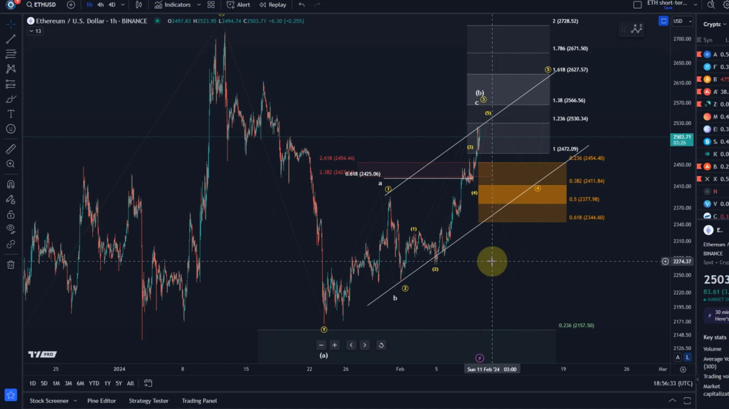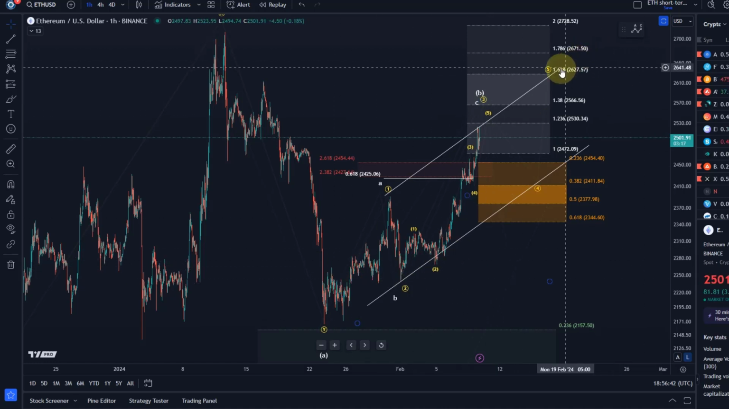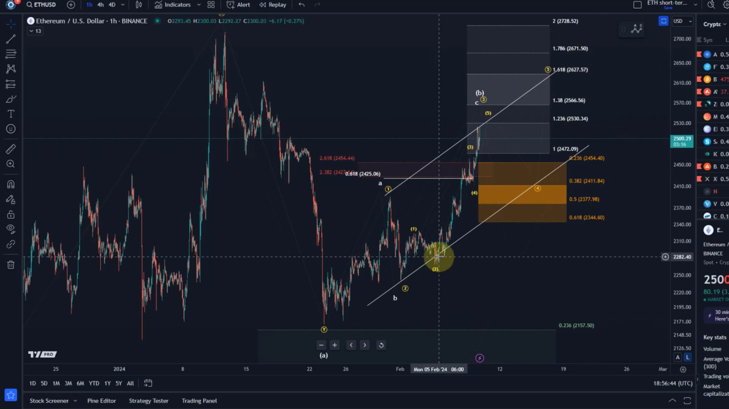When we have 5 waves complete in yellow, then we can add the next support zone, because then the entire move up needs to be corrected, and that could allow for a deeper pullback again. But that's basically where we are currently on the Ethereum chart.